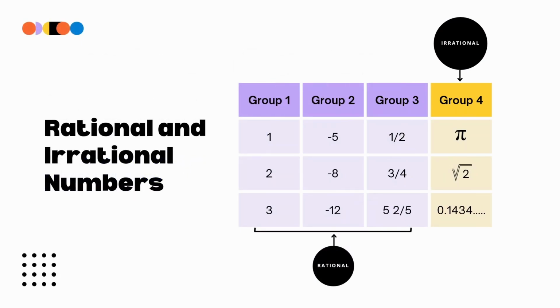So initially I asked whether you can segregate these numbers into two groups. Here we have already segregated them into two groups: one is rational, one is irrational. I hope you all know group one is for positive integers, and group two is for negative integers.